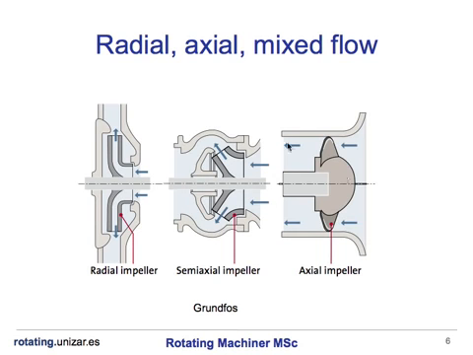In this other impeller, you can see the flow has mainly an axial direction. And finally, in this semi-axial impeller, you can see the velocity has both radial and axial components.